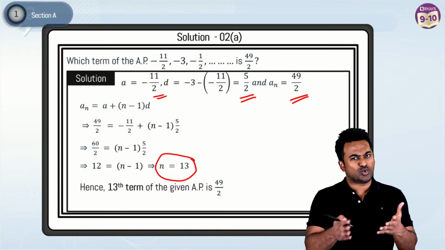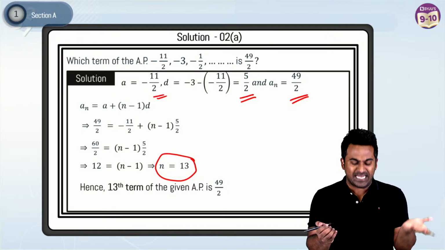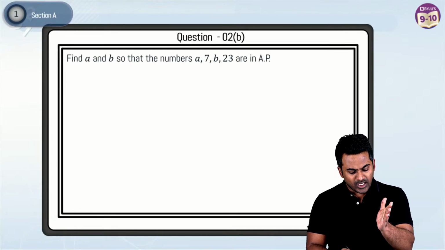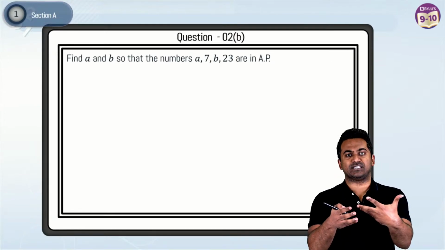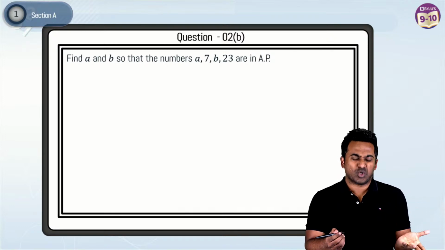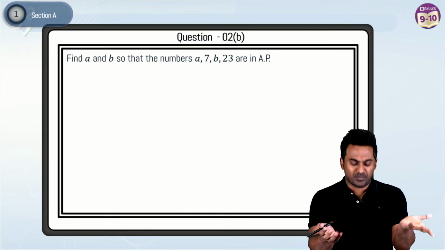Okay, so first two questions, as you've seen here, are fairly simple. Let's move on and check out the third question now. Okay, so again, you've got to find A and B. Again, this is a problem revolving around the concept of arithmetic progressions. Okay, so even if you consider this as a first term, it's going to be all right.